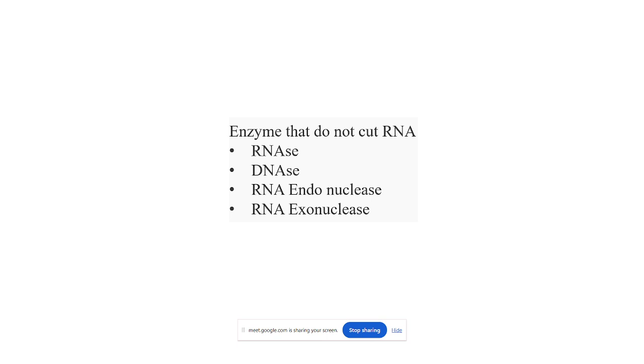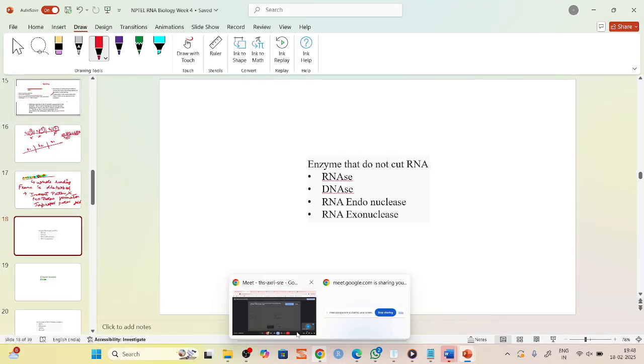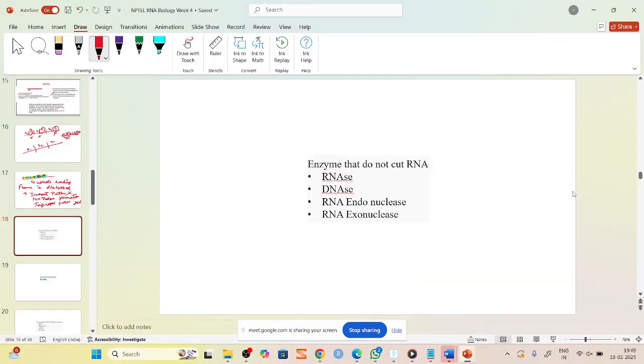Okay. So the correct answer is DNase. Why? Such a simple question requires only presence of mind. RNase cuts the RNA. RNA endonuclease will cut somewhere in the interior of the RNA. RNA exonuclease will cut at the extreme ends. And DNase cuts DNA. But here we're talking about enzymes which cut RNA. So RNA will obviously be cut by all these, but not by DNase, because DNase will act on DNA, not RNA. So the correct answer is DNase.